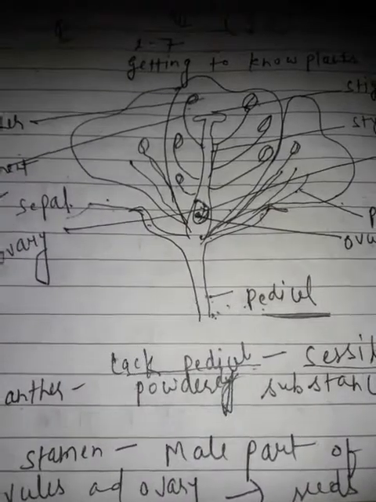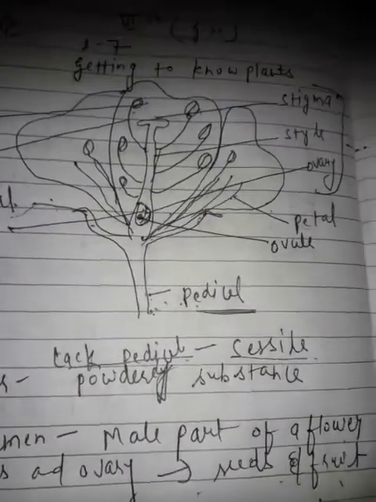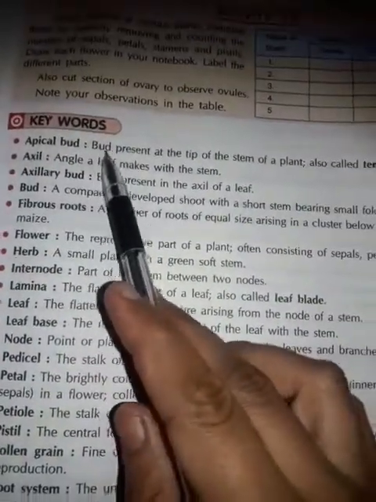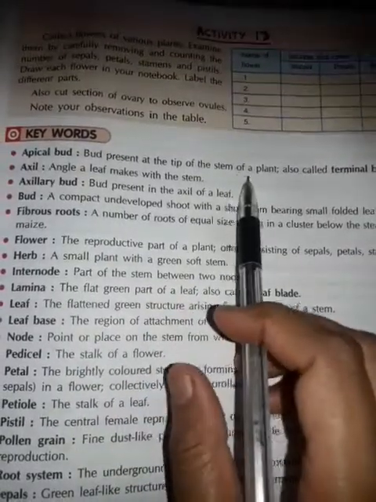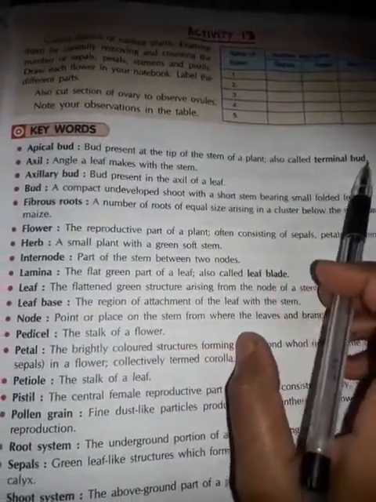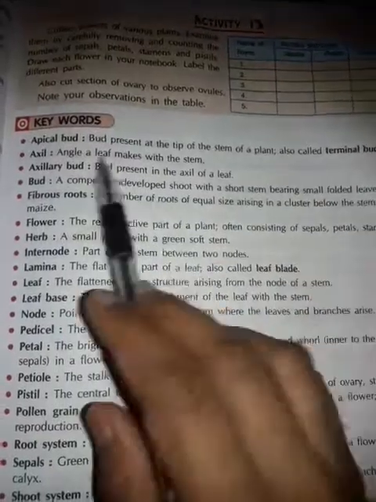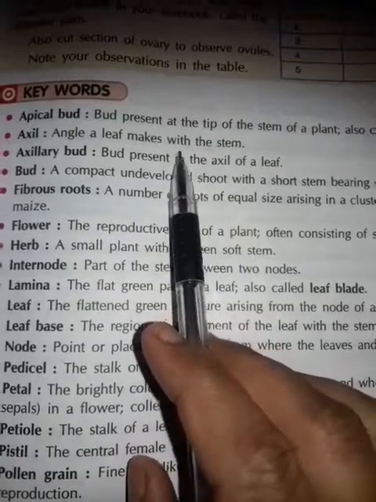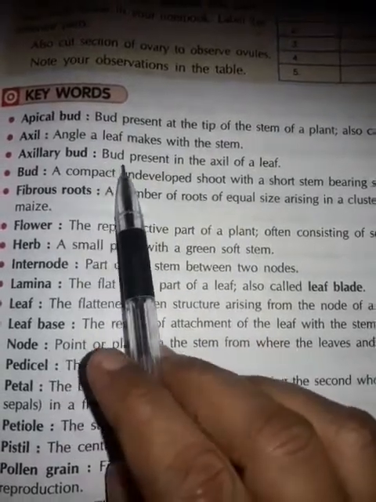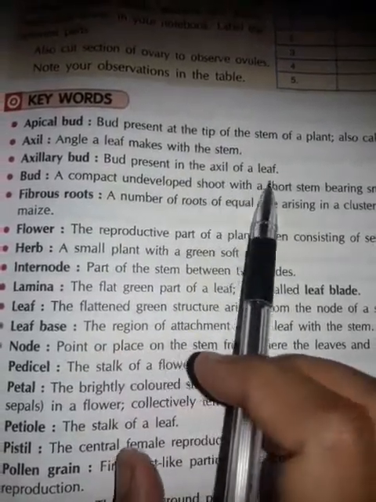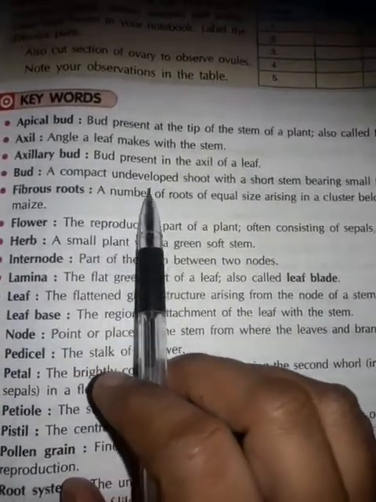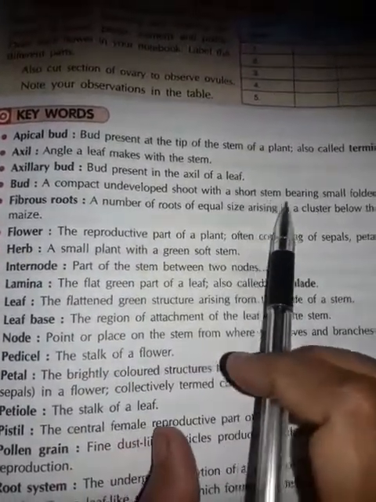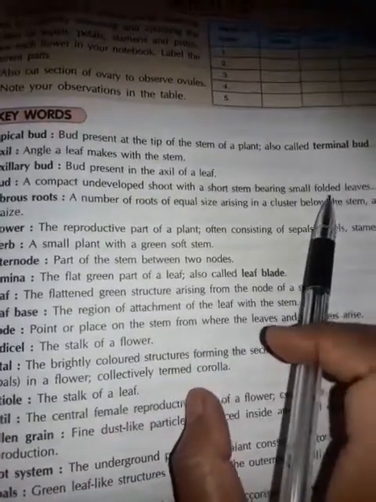In the table, you have to do it yourself in activity 12. And now, keywords. Apical bud. What is the apical bud? Bud present at the tip of the stem of a plant is called the terminal bud, also called the apical bud. Axil, the angle a leaf makes with the stem. Axillary bud, bud present in the axil of a leaf. Bud, a compact undeveloped shoot with a short stem bearing small folded leaves.